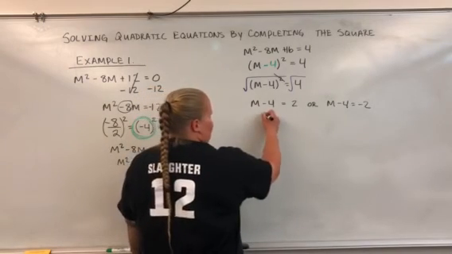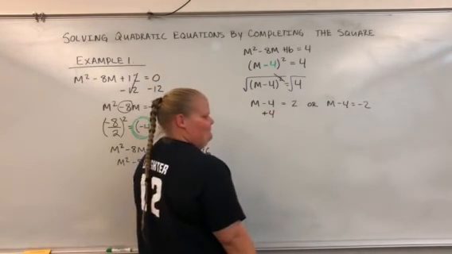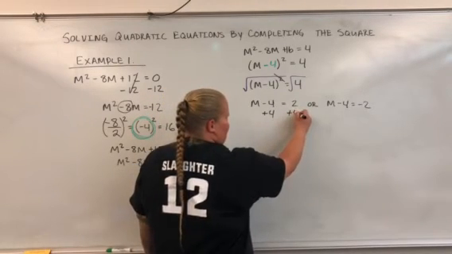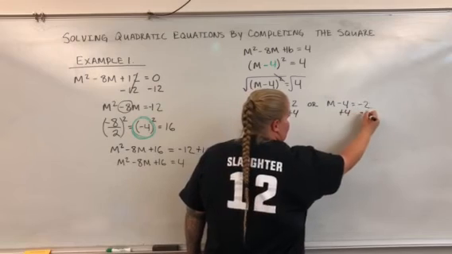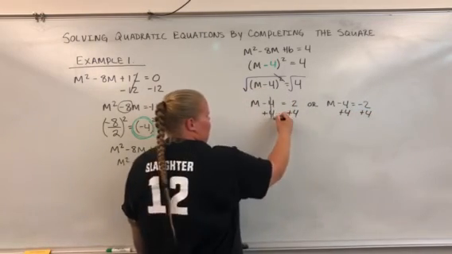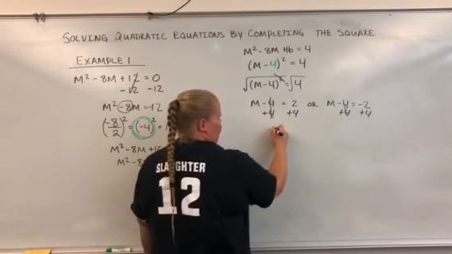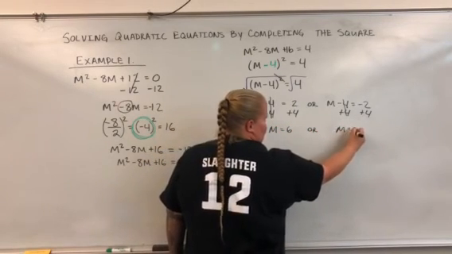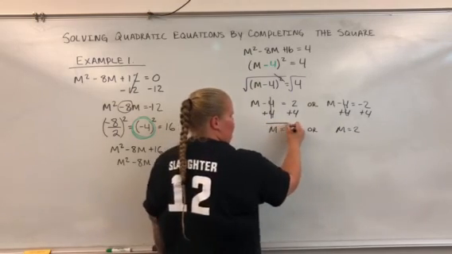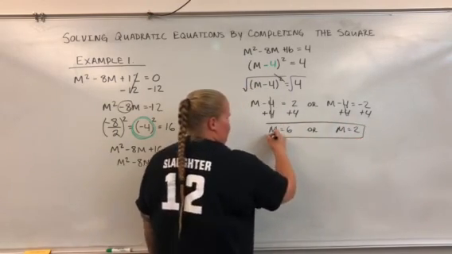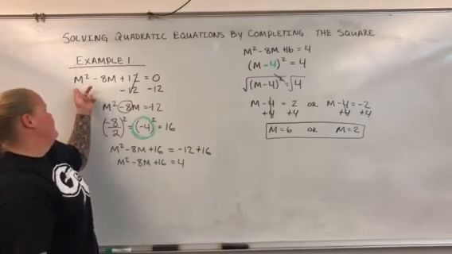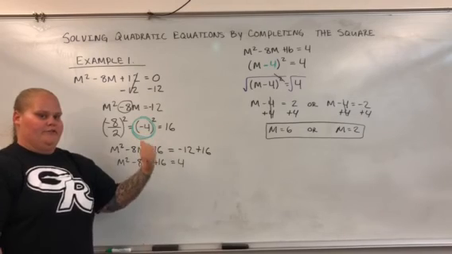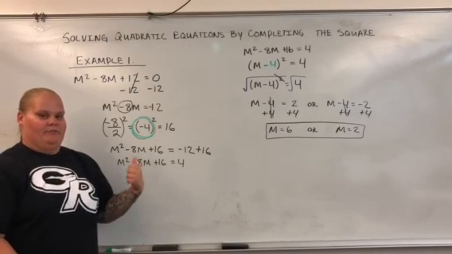From here, we're going to solve for m by adding 4 to both sides. Over here, m is going to equal 6, and on the other side, m is going to equal 2. These are the two solutions to this equation, m squared minus 8m plus 12 equals 0. Those are the two solutions for this equation that we found by using the completing the square method.